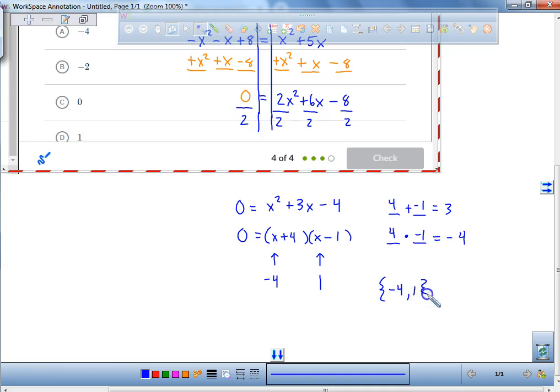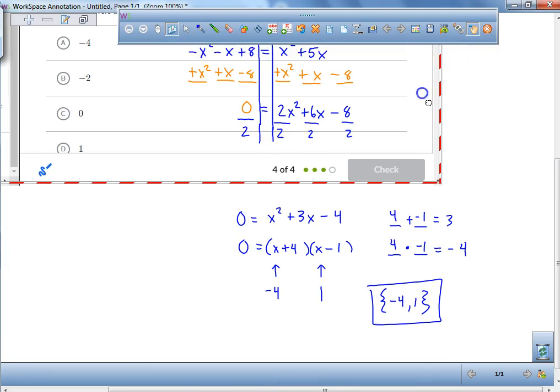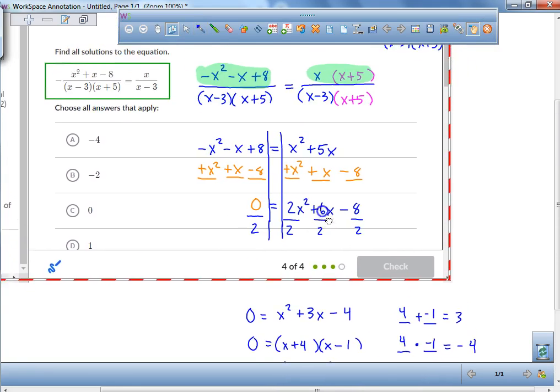And I like to build a solution set where it goes from least to greatest. That's what I like to do. However, we have to make sure that before we plug this in, we see if there are any extraneous solutions. So here we go. You go back up to the top. There's your solution set. Let's look.